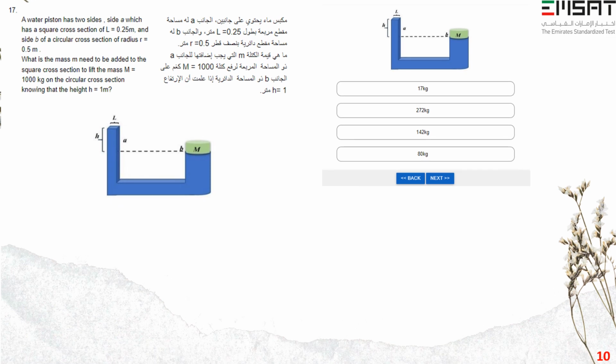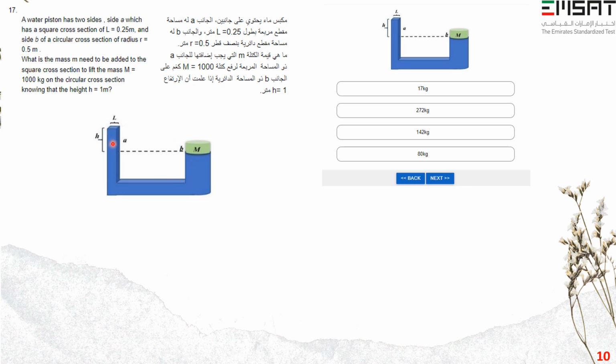Last question. You are doing a great job. A water piston has two sides, as you see here. Side A has a square cross section of L equals 0.25 meter, and side B, the second side, has a circular cross section of radius R, which is 0.5 meter. What is the mass needed to be added to the square cross section to lift the mass M of 1000 kilogram on the circular cross section, knowing that the height is 1 meter?